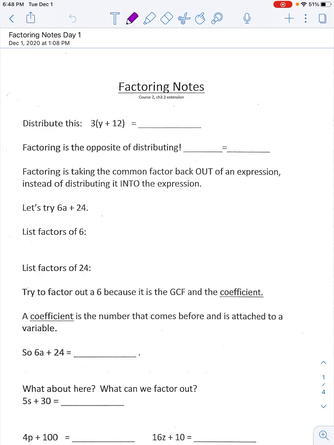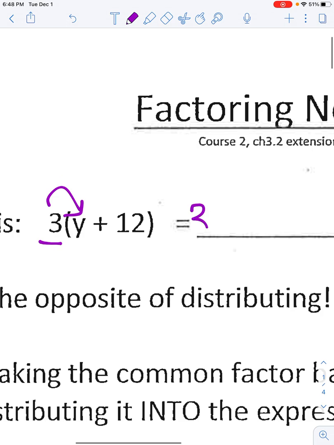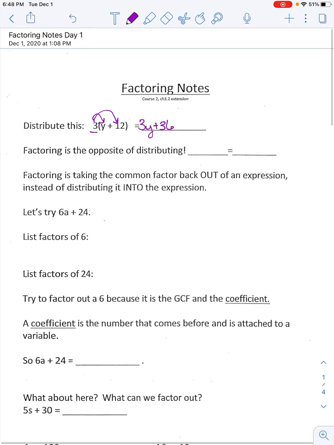Okay. The first thing is to distribute. That is what we normally have been doing the last 2 in-class periods and the last 2 virtual days. You have been distributing. Whatever there is on the outside, you multiply by all the numbers on the inside. You're distributing the 3. So 3 times y is 3y. 3 times a positive 12 is a positive 36. Okay, so that's not new.